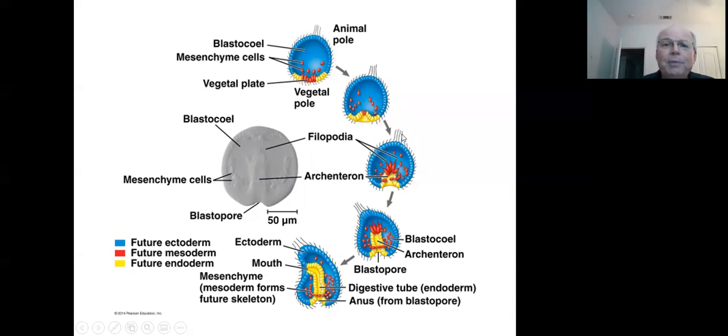Other cells will remain at the vegetal pole and form an invagination that will eventually elongate and give rise to the archenteron, the primitive gut. The cells that remain on the outside become the ectoderm. So it's a pretty straightforward series of steps.